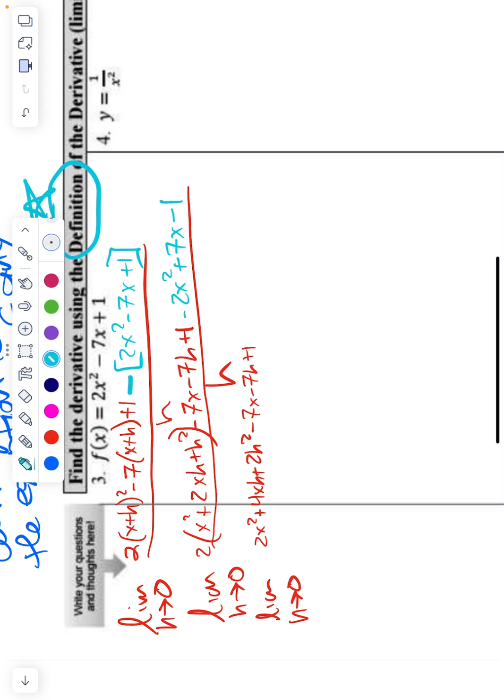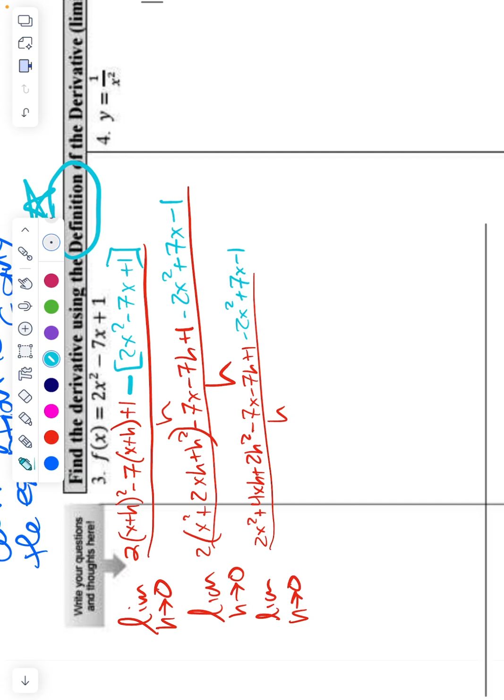Why can't we plug in right now? Why can't we plug in right now? Still indeterminate. Okay. All right, what can we do with this? Now, this is all algebra, right? What we're working through is calculus, but a lot of it is just algebraic.